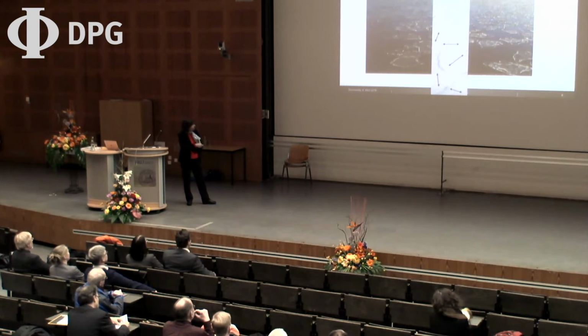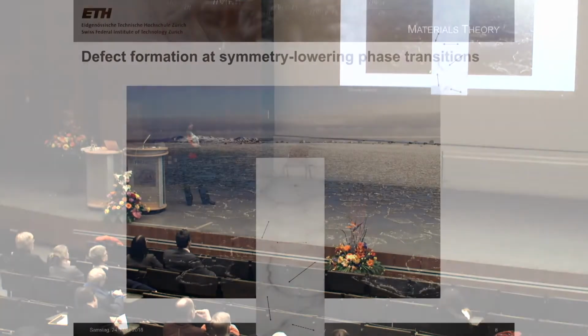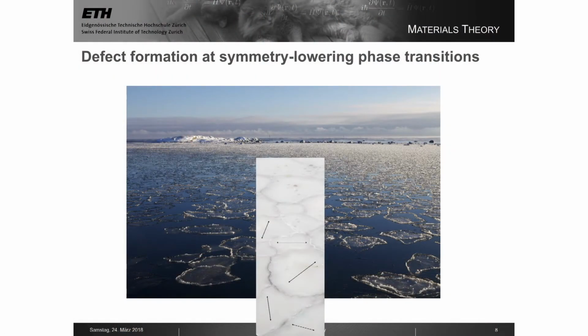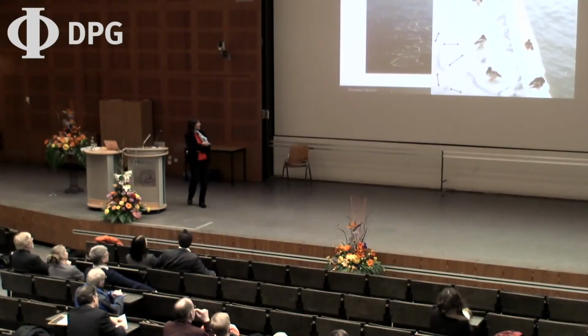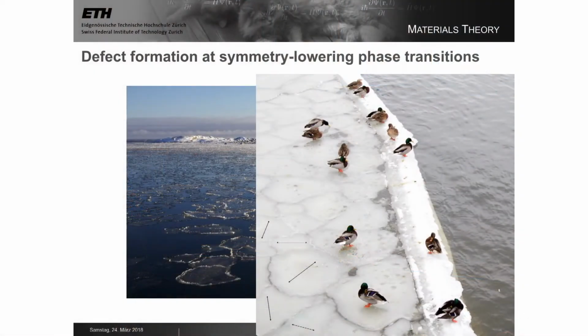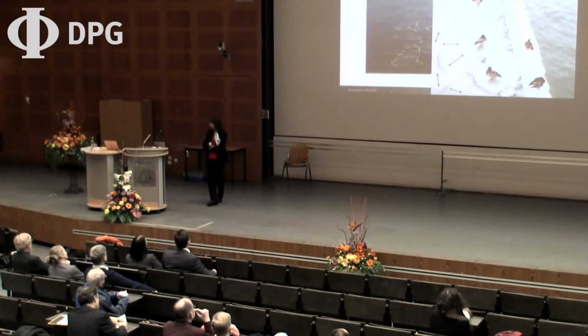Here's another image of that where the ice is frozen up more, and I've put these arrows just as a possibility of the different orientations of the ice molecules in the different platelets, and you can see the defects that form when they come together. I thought it was quite fun that these ducks decided not to sit on the defects. They like to sit in the middle of the platelets. This picture is in Stockholm, not in Antarctica. So this defect formation at symmetry lowering phase transitions is going to be the aspect that I'll be focusing on today.